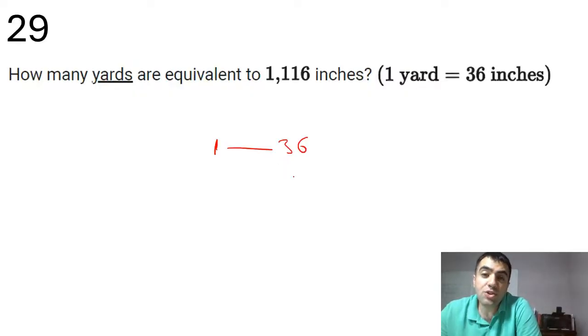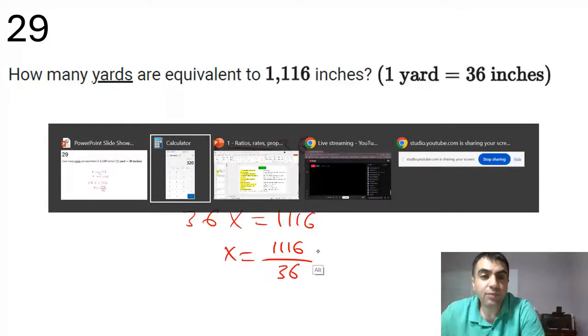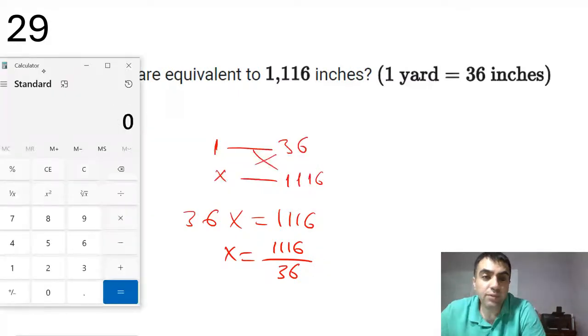1 yard is 36 inches, 1160 inches is x yards. 36x is equal to this one, and x is equal to that over 36, and it is what it is. Let's have a look with the calculator.